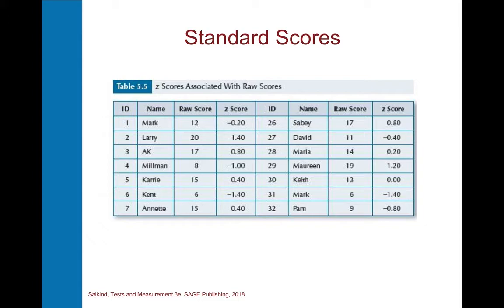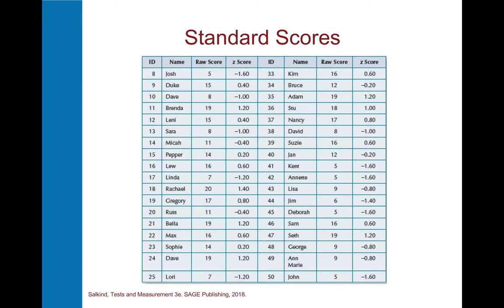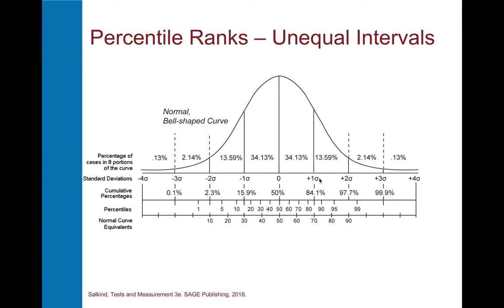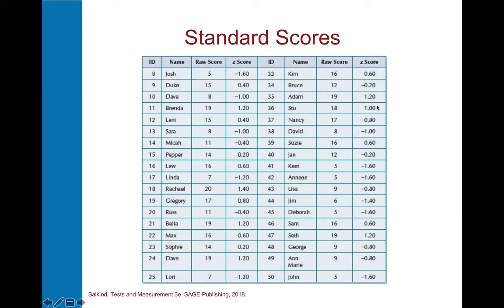In this table, you can see the z-scores that are associated with each of the raw scores using that formula that we just talked about. And it's just nicely calculated for you. So we can see over here that Stu has a z-score of 1. That puts him at about the 68, I believe, 68th percentile. Is that right? No, sorry, 84th percentile in that distribution.